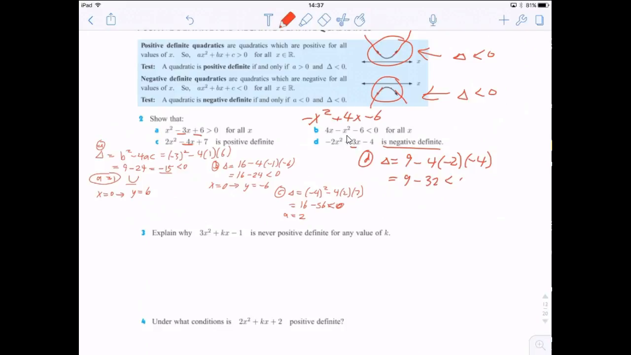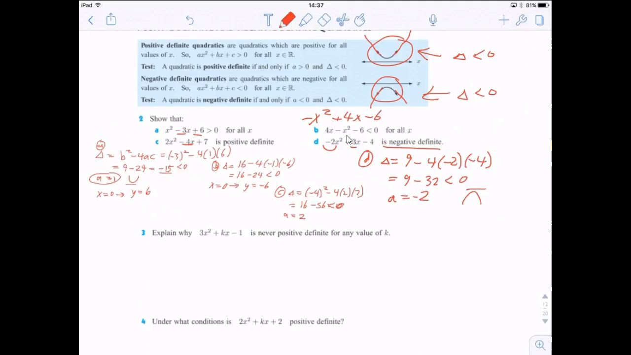And so this is definitely less than 0. The discriminant is negative, like we had hoped. Okay, and then to prove that it's negative definite, we could just look at the a value. The a value is -2, right? If the a value is -2, that means it opens down, so it's going to be negative definite.